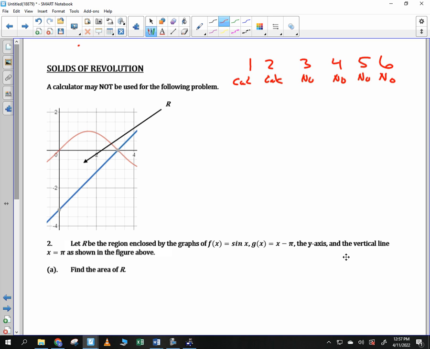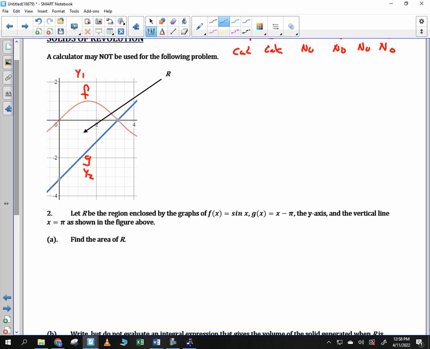Okay, once again, you're going to get 6 problems on your free response. The first 2 are going to allow a calculator, the other 4 are not. So what does one of these problems look like if you are not allowed to use a calculator? Let's check it out. You have 2 functions here. It says f of x is sine of x and g of x is x minus pi. Tell me which one's on top, f or g? F is on top, we'll call that y1, and what is on bottom? It is g, we'll call that y2.